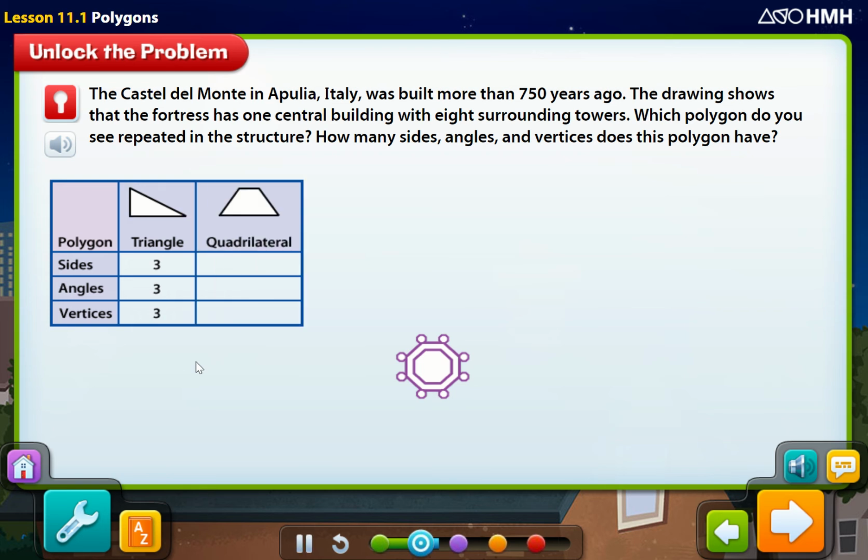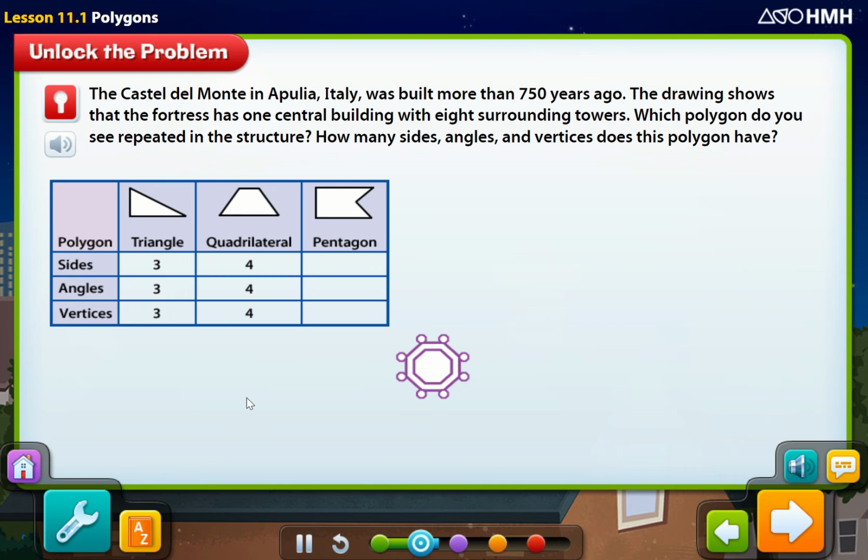The next polygon is a quadrilateral. What are the characteristics of a quadrilateral? Now this is interesting because triangle is named for having 3 angles. Quadrilateral, quad means 4 and lateral means side. So 4-sided polygon. So we know it's going to have 4 sides. How many angles and vertices are there? A quadrilateral has 4 sides, 4 angles, and 4 vertices.